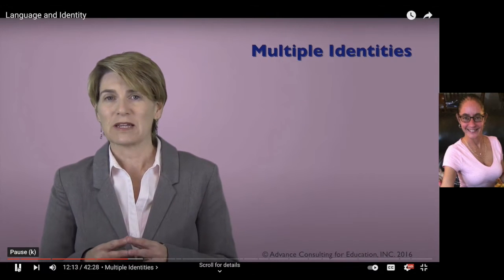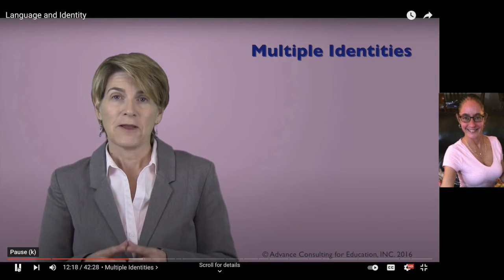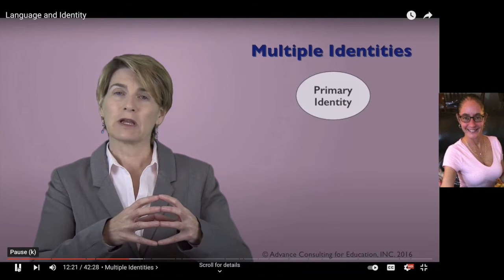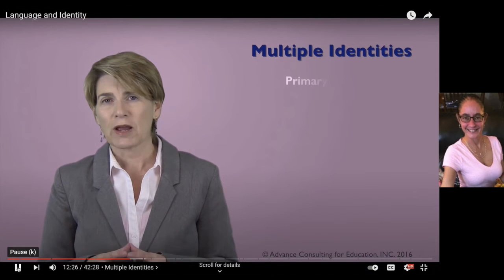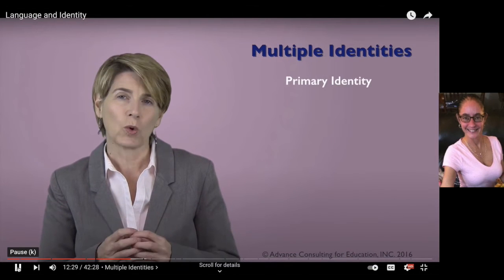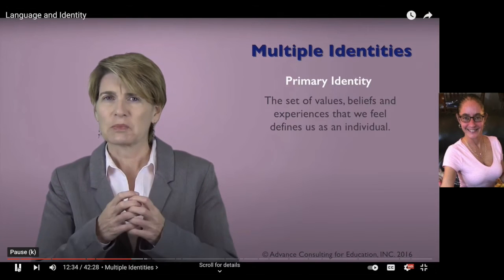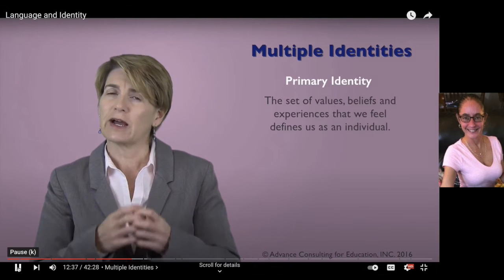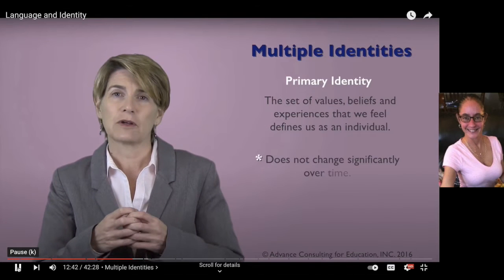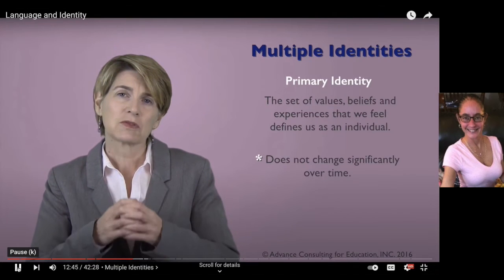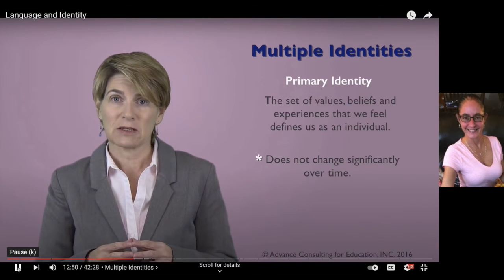There's another way that we can look at identity that adds another layer to this concept of multiple identities. And this is the idea that we have a primary identity and then multiple situational identities. So our primary identity is who we are at the core. This is our primary self. So this is our set of values and beliefs and experiences that we really feel define us as an individual. And this is an identity that actually doesn't change very much over time. Okay, so this is our most stable identity, and it's the one we always go back to. So that's the primary identity.